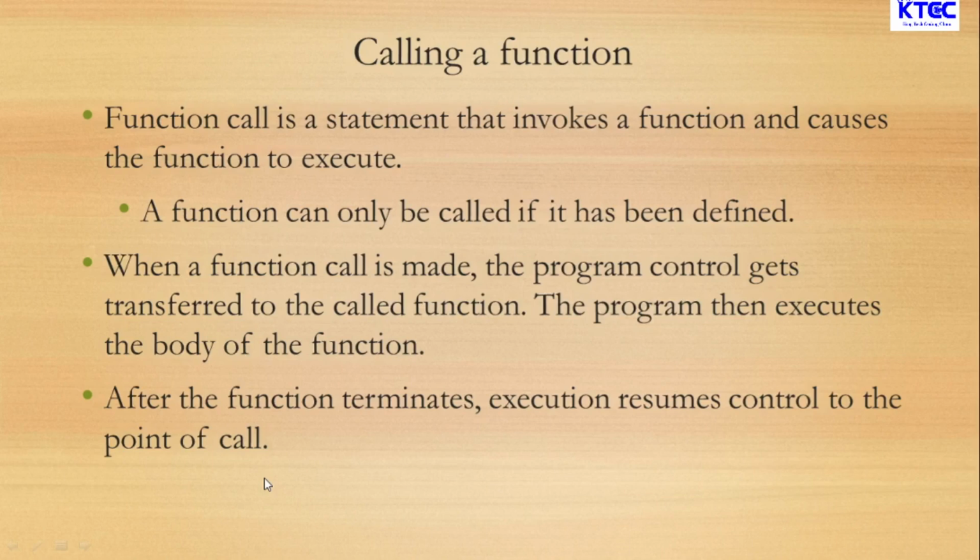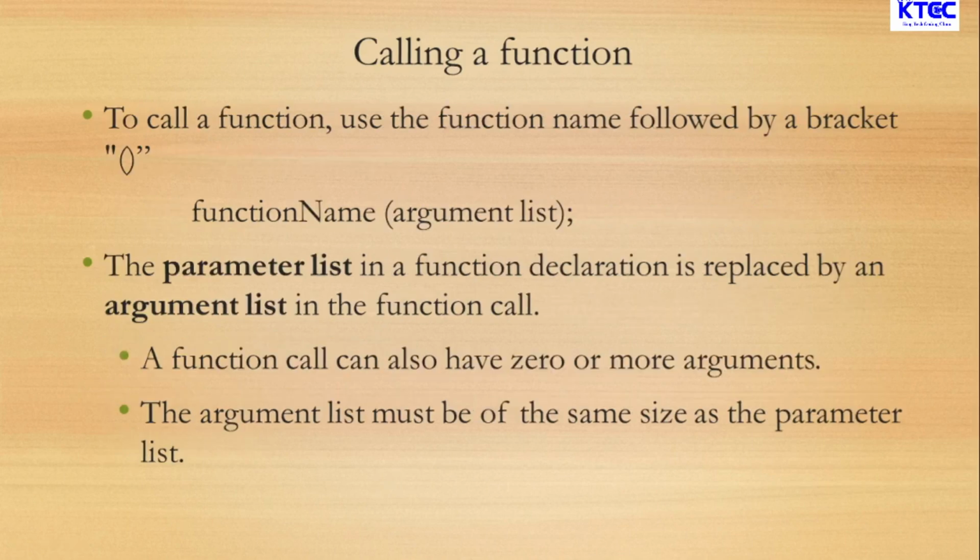When a function call is made, the program control gets transferred to the called function. I've already explained this. When you're writing a program and you get to a particular function and you call it, the program stops there, jumps to where the function is located and executes that block. The program then executes the body of the function and returns the value. After the function terminates, execution resumes at the point of call. It comes back to where it was called, stores the value inside the name of the function, and then stores it in a variable you have declared as your result. So when you run your results, it should display the output of what was calculated by the function. Basically, that is that.